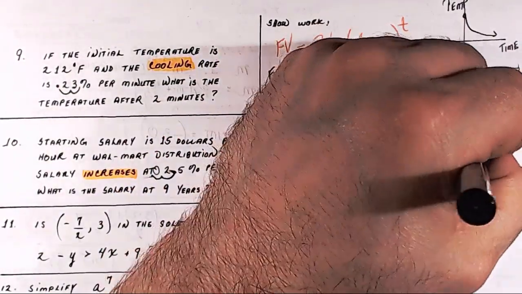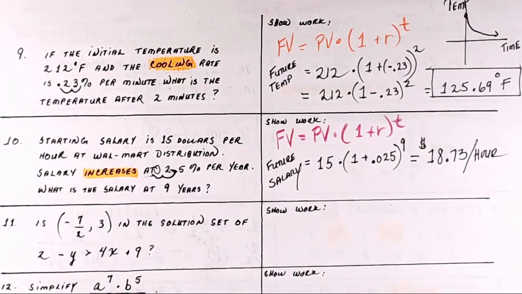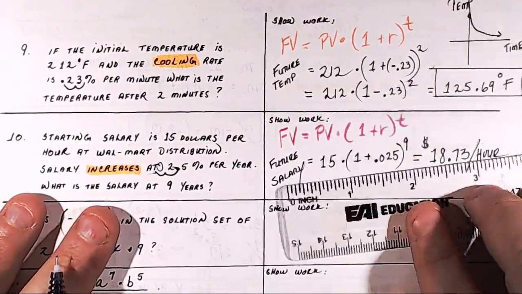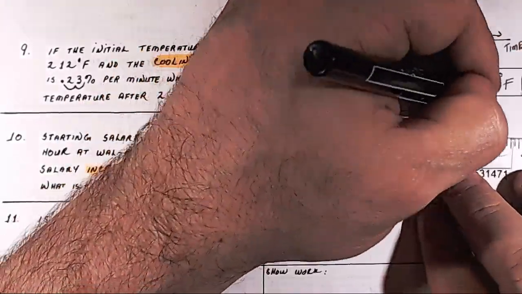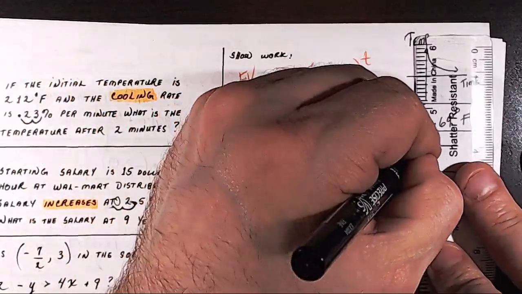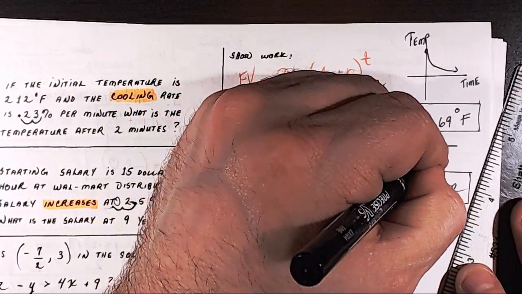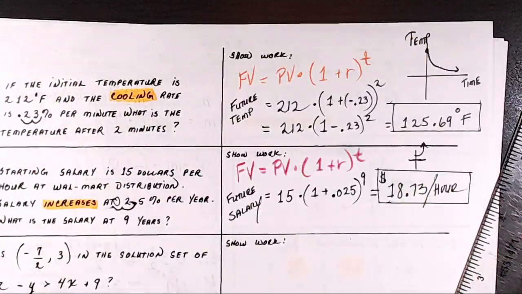$18.73 per hour after 9 years. Okay, so we'll put that in a box. And unlike the one above, this is exponential growth. So if I'm going to do a little tiny graph, it goes up like that instead of down.